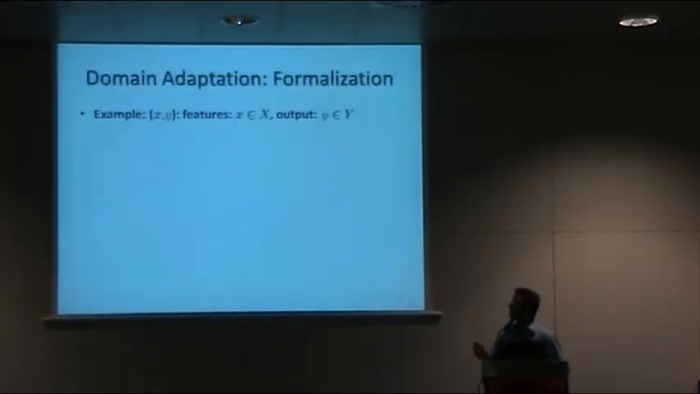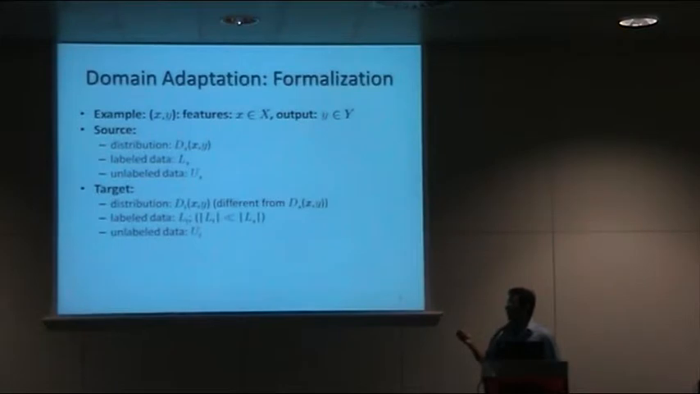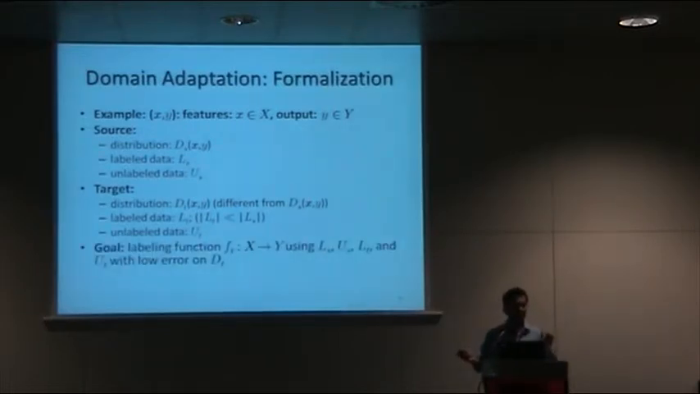All right, so here's the formal setting. You get an example (x, y), where x are the features and y is the label. The source domain is given by a distribution Ds, labeled data Ls, and unlabeled data Us. And for the target domain, you have distribution Dt, which is actually different from the source distribution, and has labeled data Lt and unlabeled data Ut. The goal is to learn a labeling function for the target domain using all the data that we have. Notice that the setting in which we work is the one with a small amount of labeled target data.